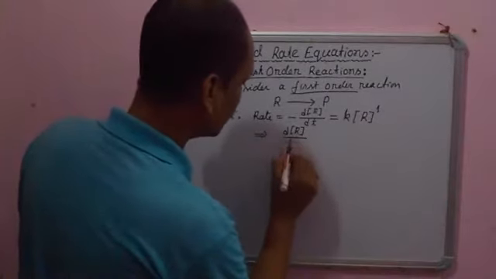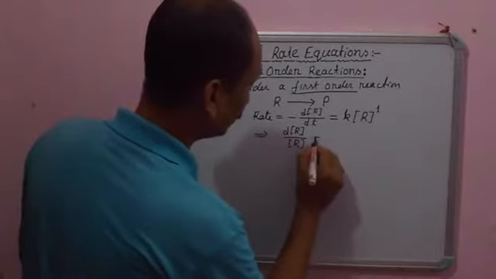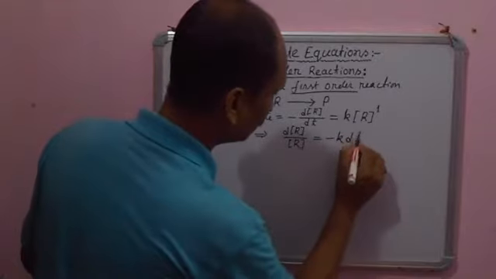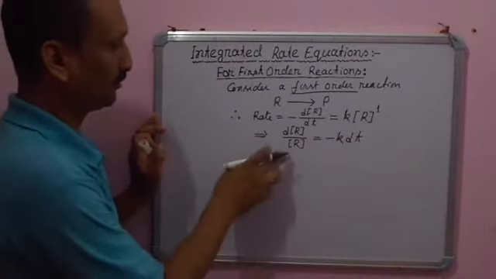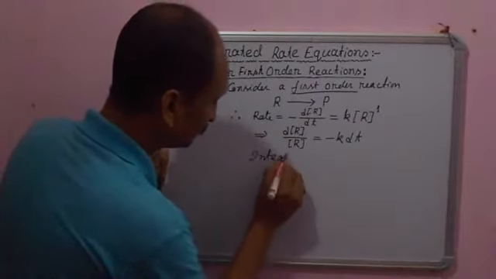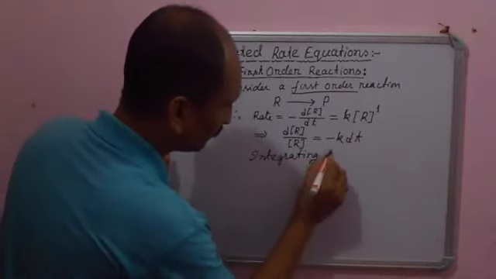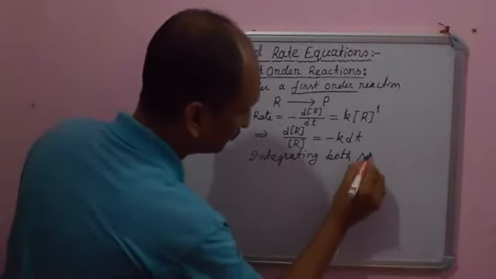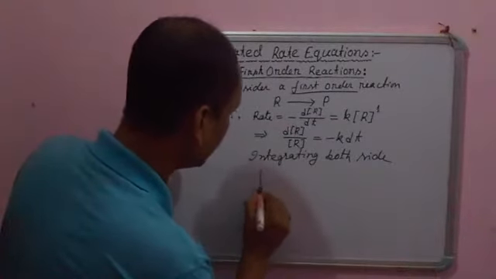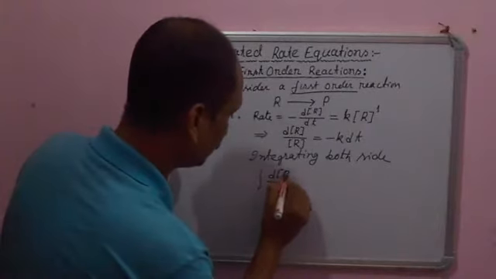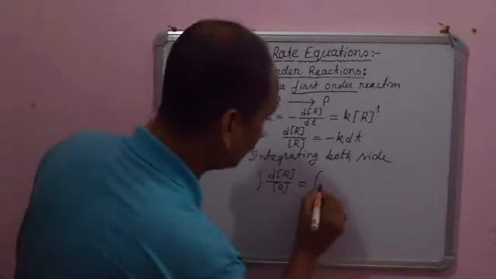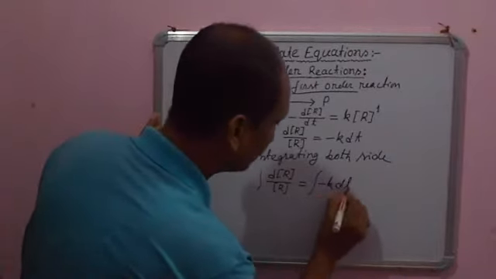by the concentration of R equals minus k dt. Now if you do the integration on both sides, integrating both sides, we will get the integration of dR by R equal to the integration of minus k dt.